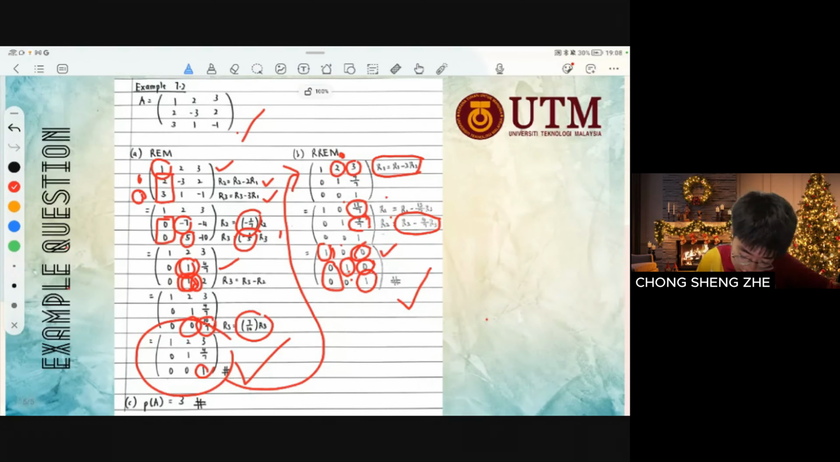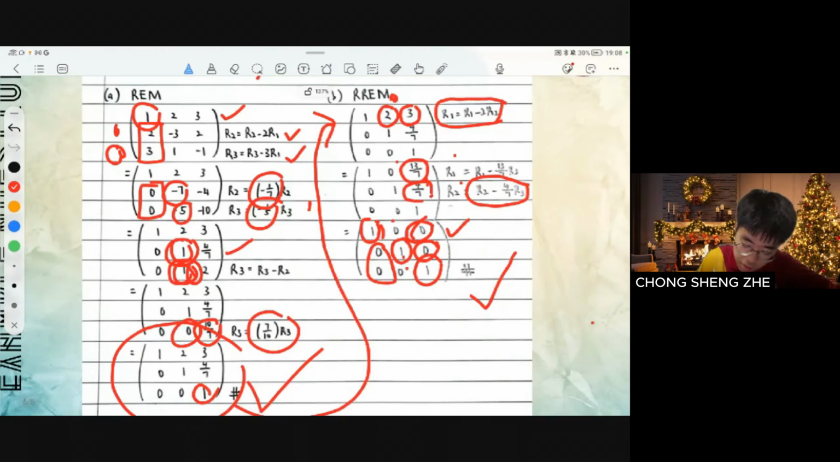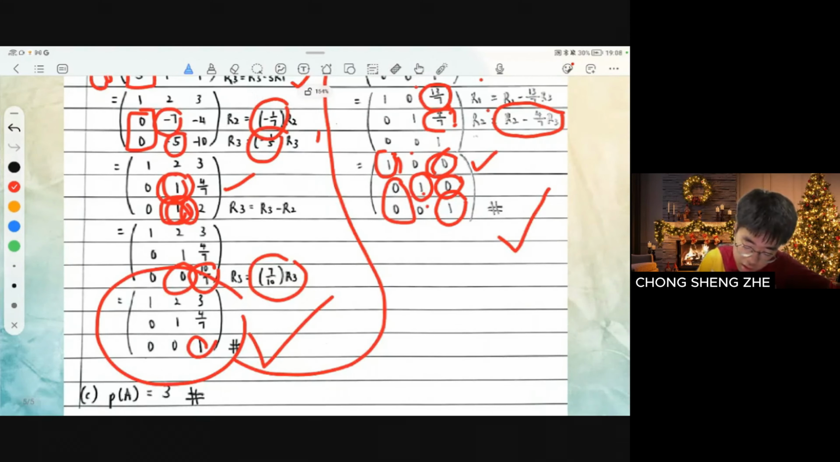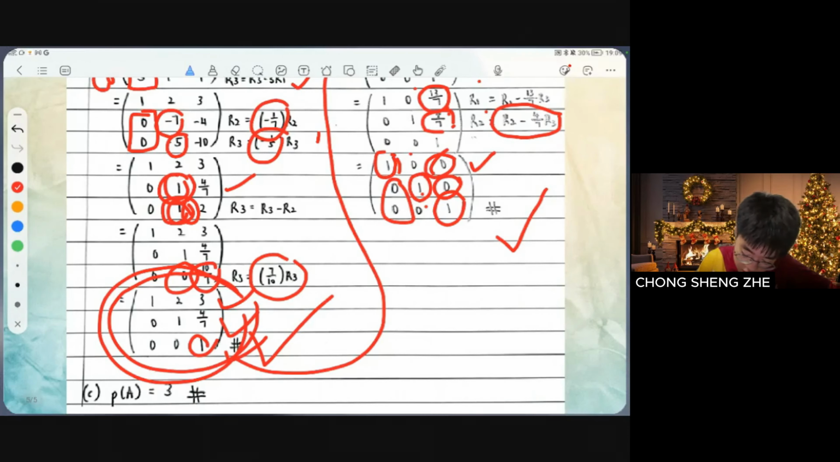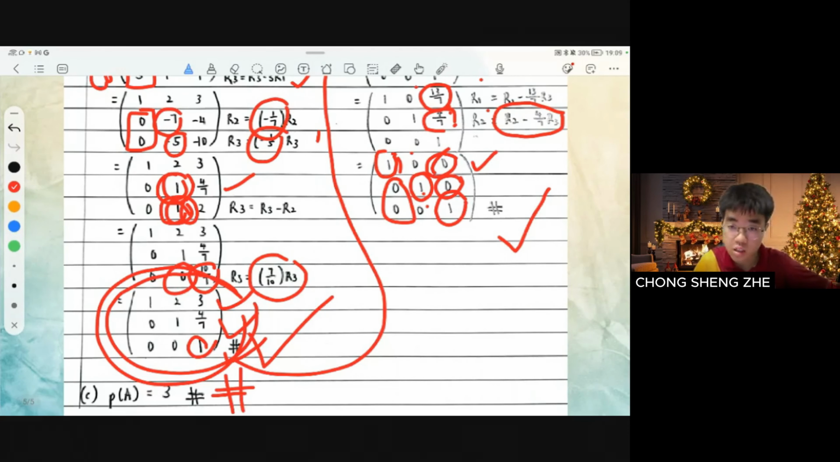The C question asks about the rank of the matrix. For the rank of the matrix, we need to refer to either the REM or the RREM. If you look at the example, in REM we get 3 non-zero rows. So the rank of the matrix is 3. That's all from me. Thank you.